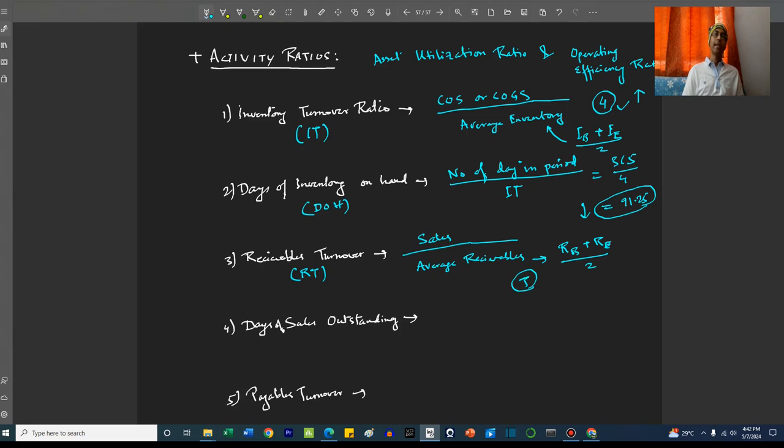This means at any time 1/3 of the sales is outstanding in terms of receivables. So the money has not yet come to the account. 1/3 of the sales has not been accounted for, or the money for that has not been received yet. Days of sales outstanding is basically the number of days in the period divided by the receivables turnover.